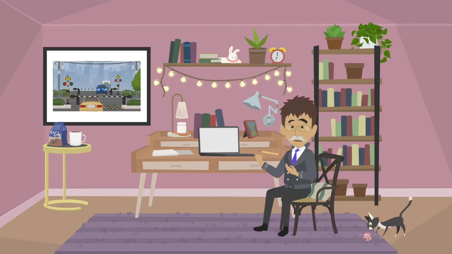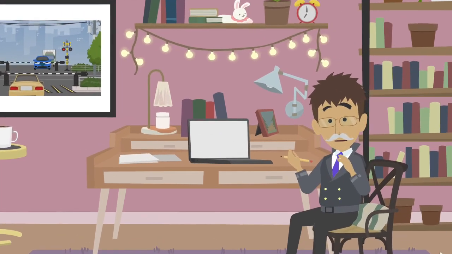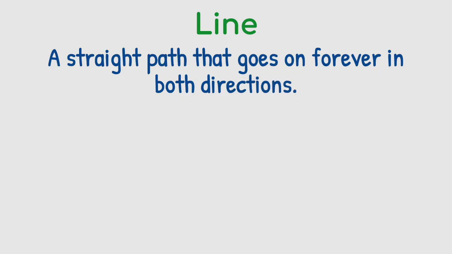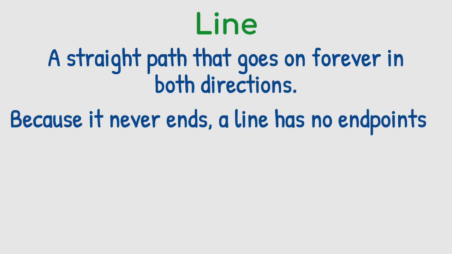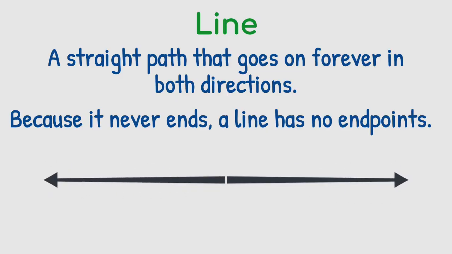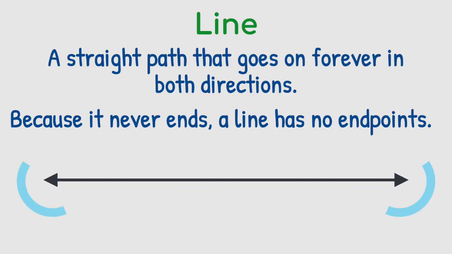Let's start with the big idea that everything else builds on. Line. A straight path that goes on forever in both directions. Because it never ends, a line has no endpoints. In drawings, we show this by putting arrows on both ends. Think of a ray of light shooting out in both directions, going on and on without ever stopping.